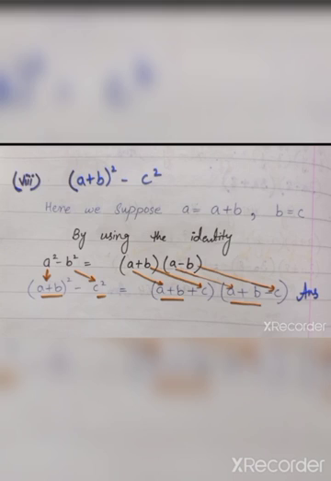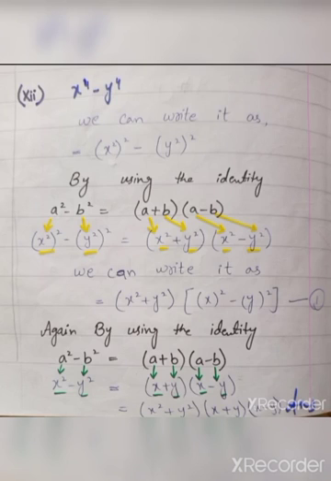Now by using the identity, that is a square minus b square is equal to a plus b multiply with a minus b, we put the values. A is equal to a plus b and b is equal to c. So we can write a plus b whole square minus c square is equal to a plus b plus c multiply with a plus b minus c. This is the answer. Next we solve part 12 of question 2, that is x power 4 minus y power 4.